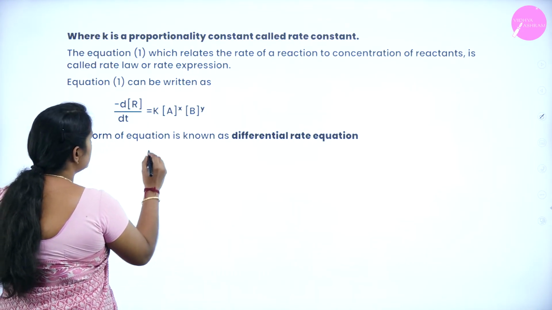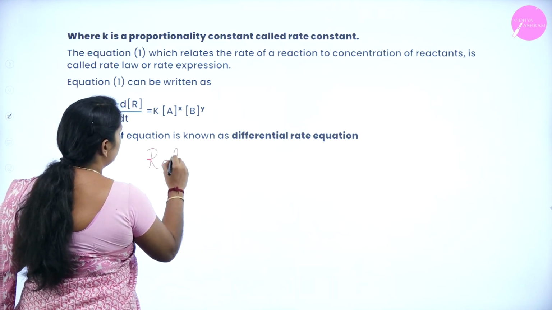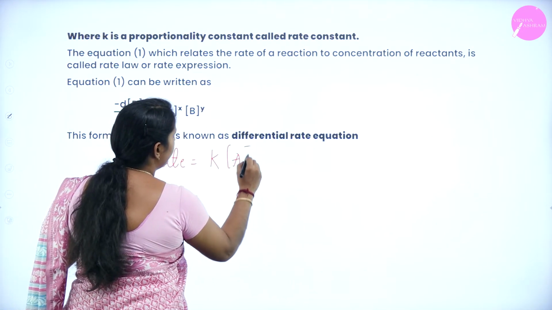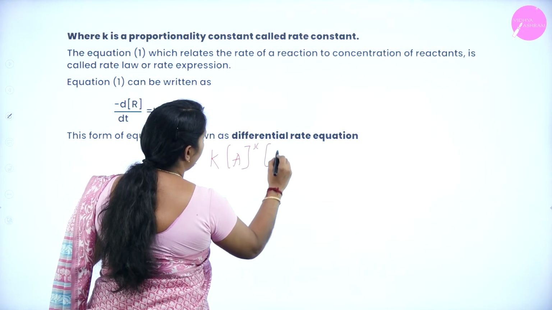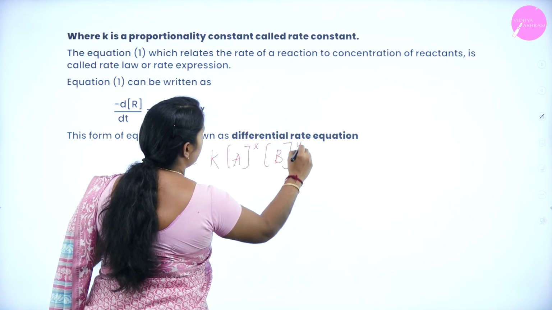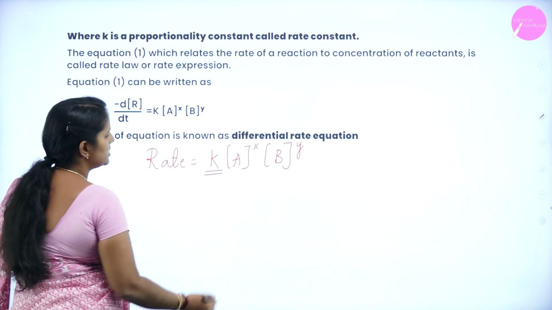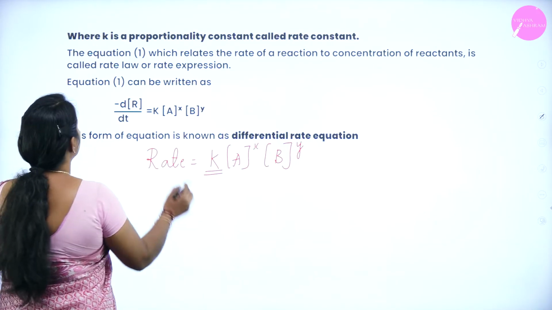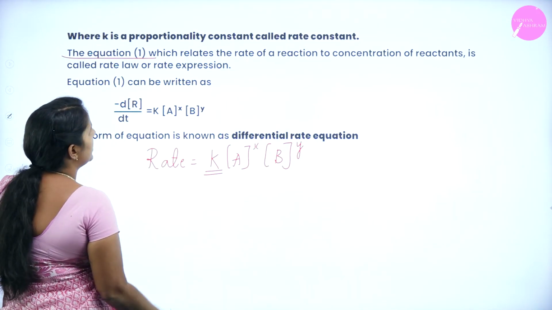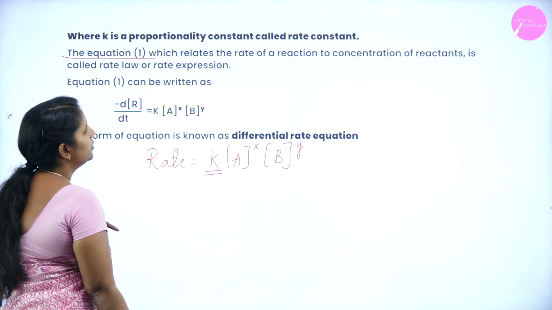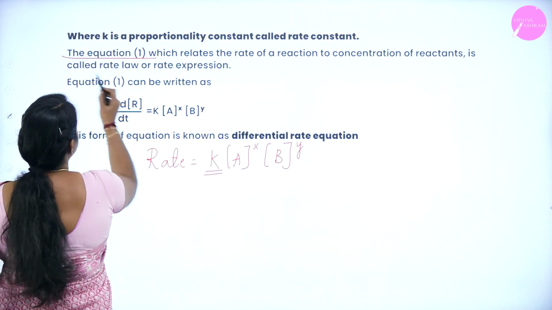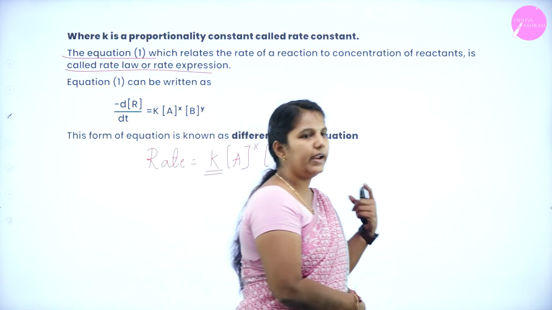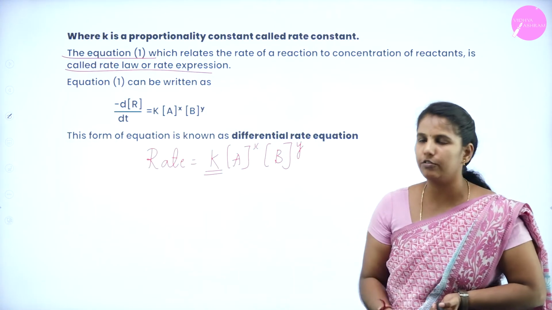You can write it like this: rate is equal to K into the concentration of the reactant A and the concentration of B. Here the K represents the proportionality constant, which is also known as the rate constant. Equation 1 relates the rate of the reaction to the concentration of the reactants, hence this is also known as the rate law. Already we have understood that the rate law always depends on the concentration of the reactant.